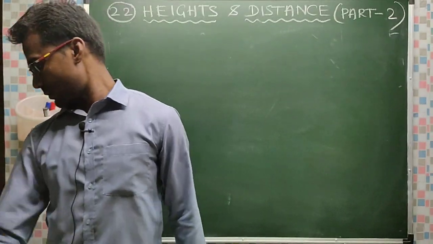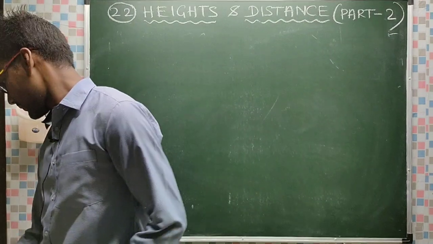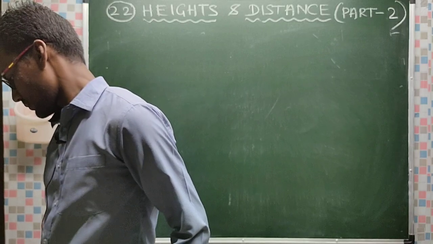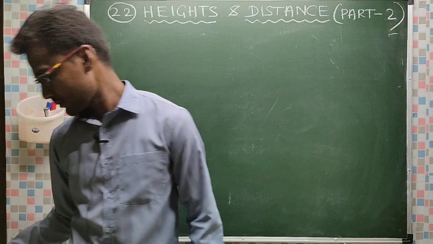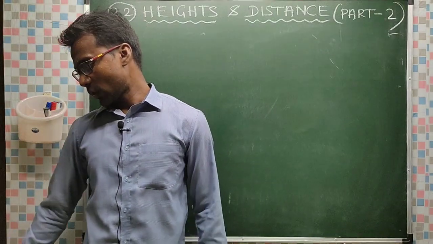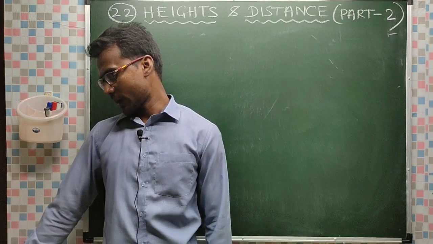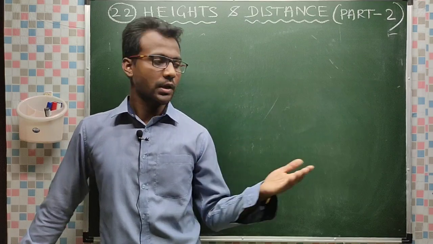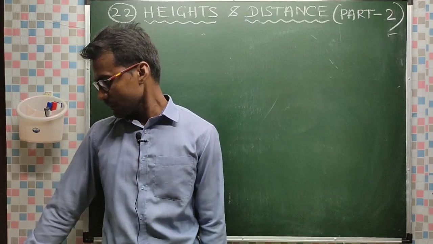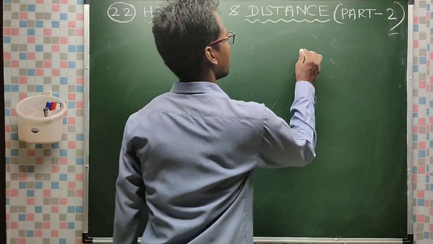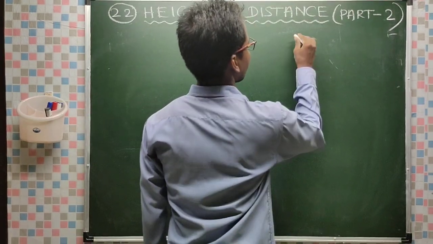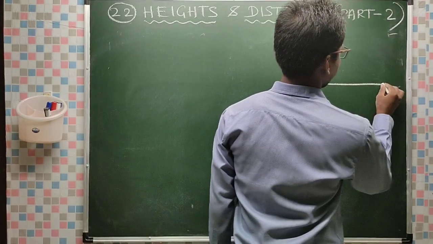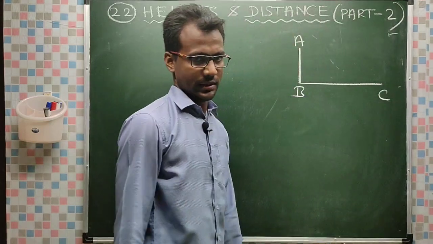Now the last example. A man on the top of a vertical observation tower observes a car moving at a uniform speed coming directly towards it. The man is sitting at the top of the tower, the car is moving towards the tower. Suppose the man is sitting here, A, B is the base of the tower. Suppose here is the car initially.